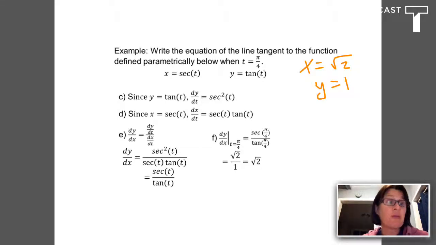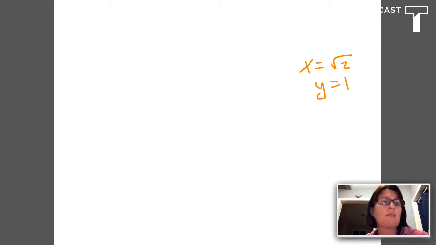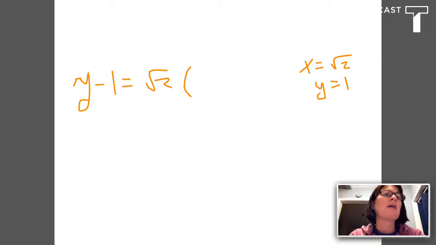Now I don't just need a formula for the slope, I need the slope at one specific time, and that's when t equals pi/4. So I'm going to evaluate the derivative dy/dx when t equals pi/4. I get the secant of pi/4 over the tangent of pi/4, radical 2 over 1, which is just radical 2. And now finally I can write the equation for the tangent line: y minus y1, which is 1, equals the slope, radical 2, times x minus x1. There's your tangent line equation.